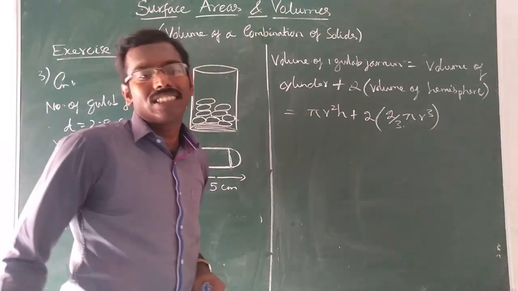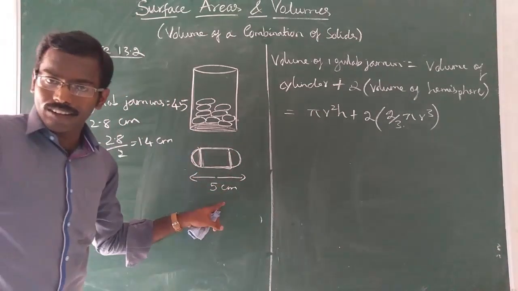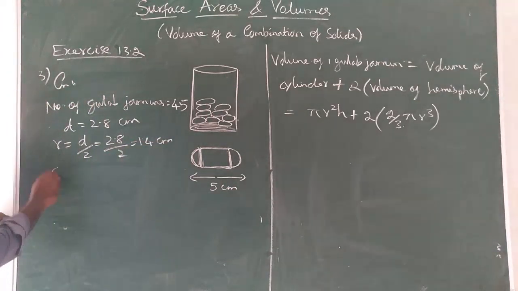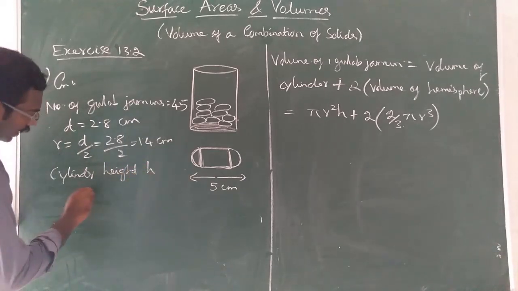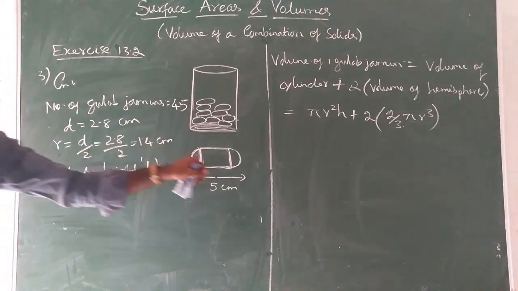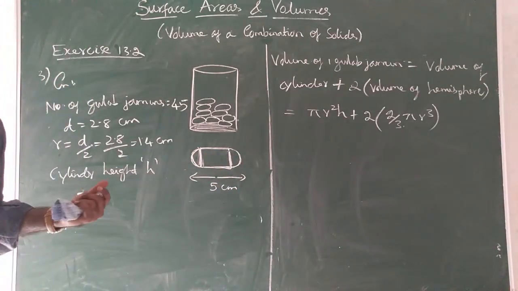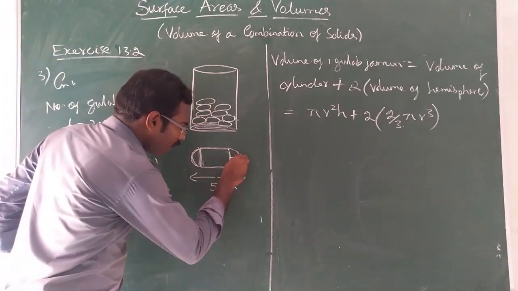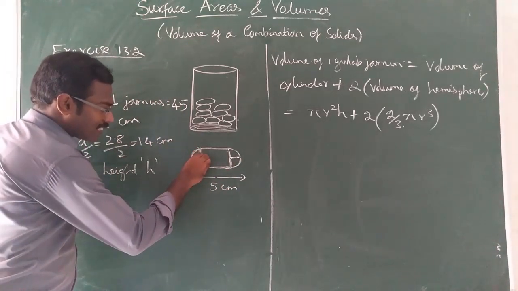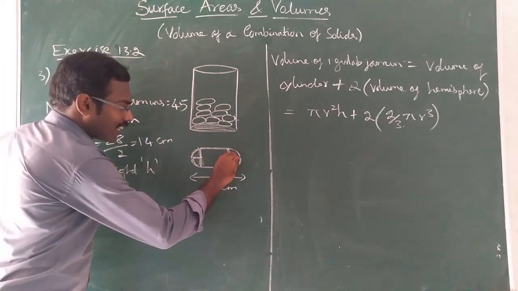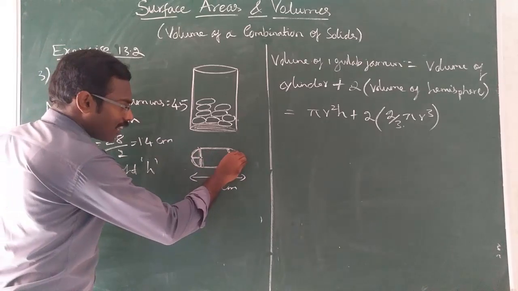Now the height of the cylinder we need to find. Height of the cylinder is this much only. You know the total length is 5. So let us try to find it. How will you find the cylinder height h? From the total length, we have to subtract the hemisphere parts. See here, this is a radius, this is also a radius. This is a radius, this is also a radius. Understood?